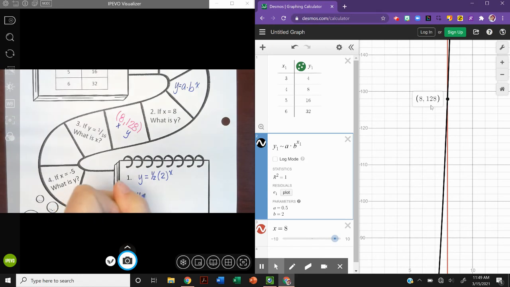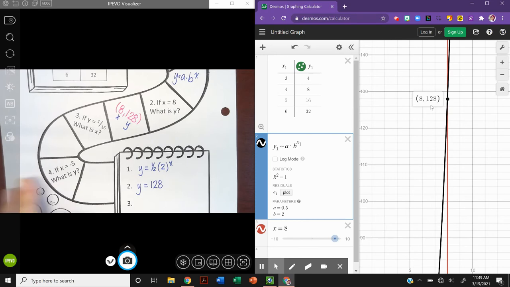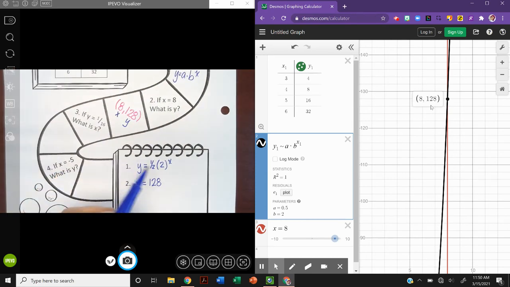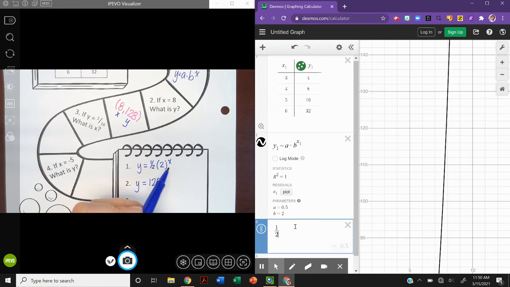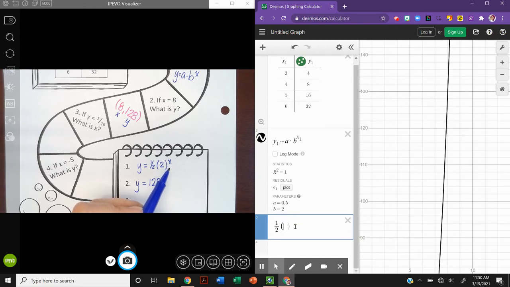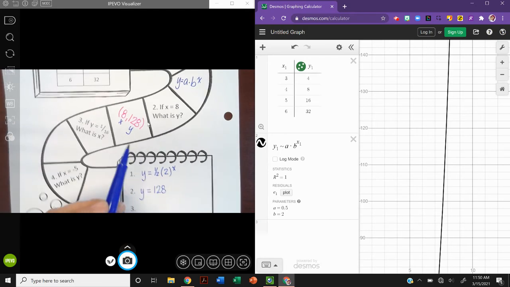So I'm going to go down here and say y equals 128. Now that's the same answer as if I had plugged in 8. So if you want to see, I'm going to plug it into Desmos right here. If I typed 1/2, parentheses, 2, parentheses, exponent, and instead of x, I'm going to write 8. See how I got the exact same answer? I got 128. All right, so let's go on to our next one.